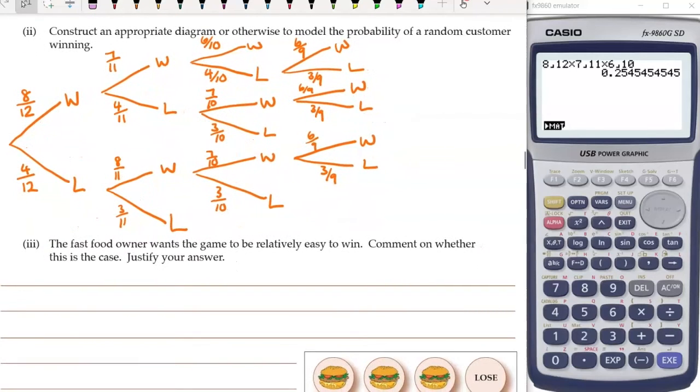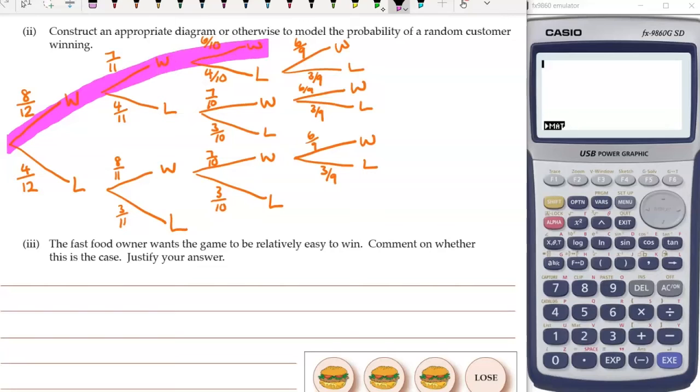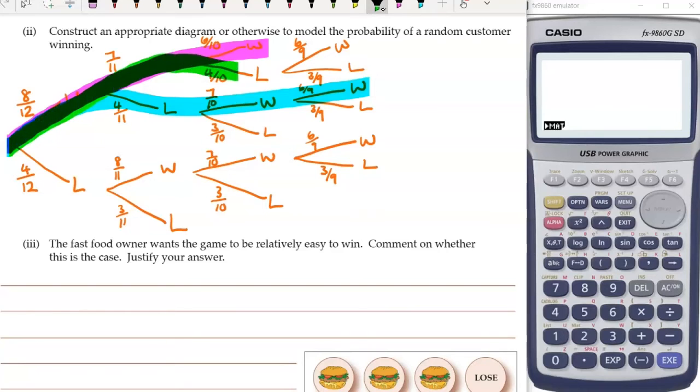Now the owner wants it to be easy to win, so let's work out the probability of a win. So we want any route through this diagram that gives us 3 W's. So we've got this one here. We've also got this one just here. And I missed one in between. We've got this that goes win, win.